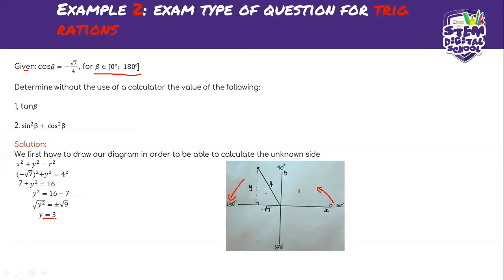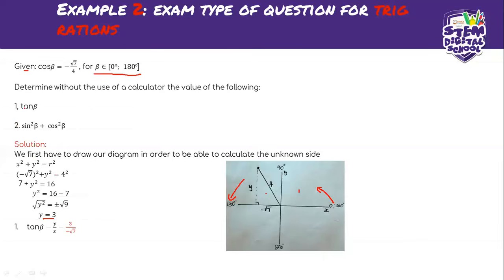Why not negative 3? It is because of the quadrant. In that quadrant, our y is what? It is positive in this quadrant. Hence, we have our y value as positive 3, right? Let's proceed. Now we are able to answer the question.